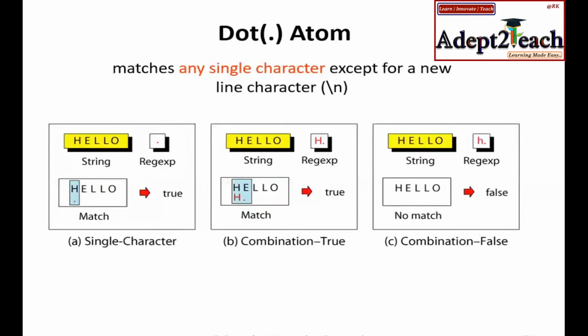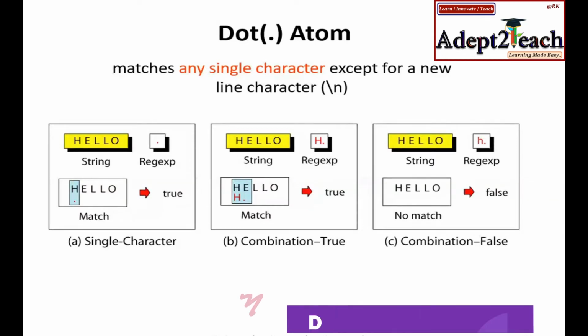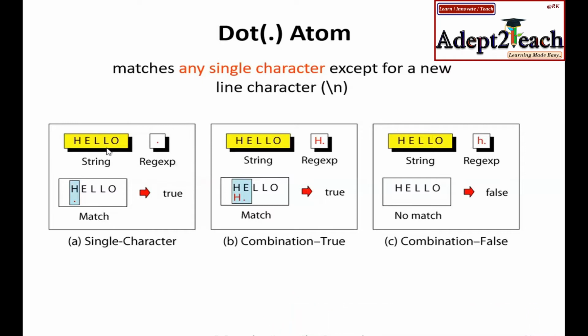Second is if I put a dot. Dot says I am not specifying the character, but any character can be placed there. Any character can take a place and it will match. For example, my regular expression is a dot, and this is my string. Dot means any character can be replaced with this, so it will match at all the positions. If I try to compare dot with H, it will match because dot in itself says any character can take its place.